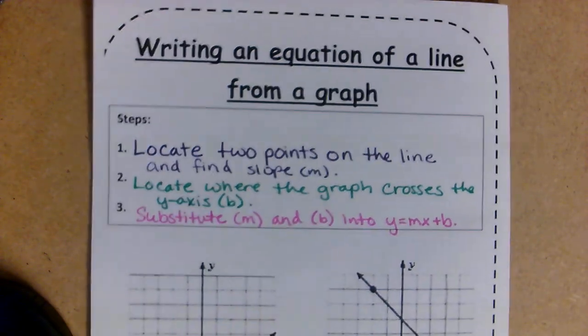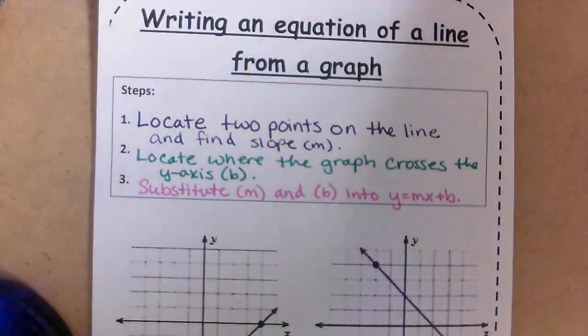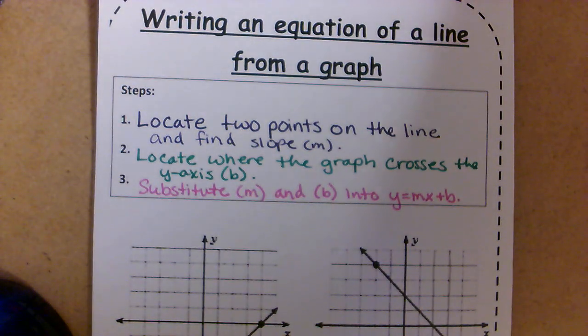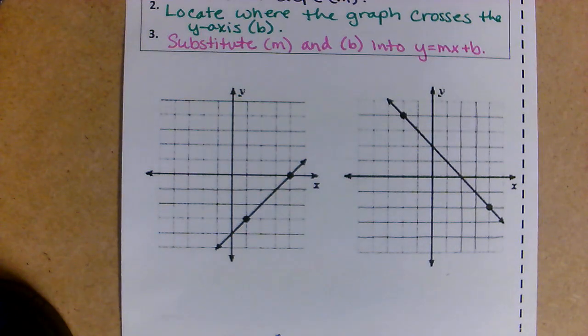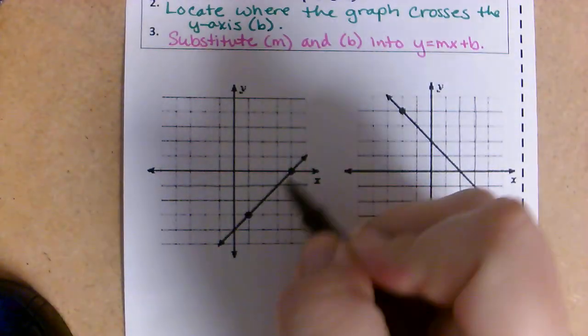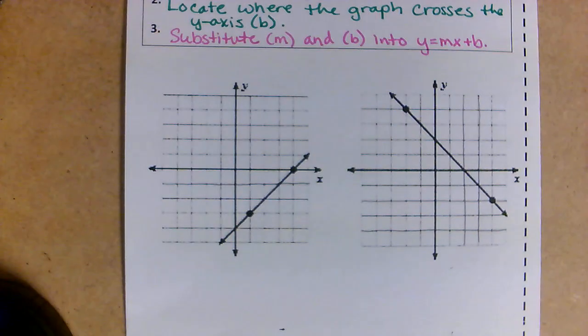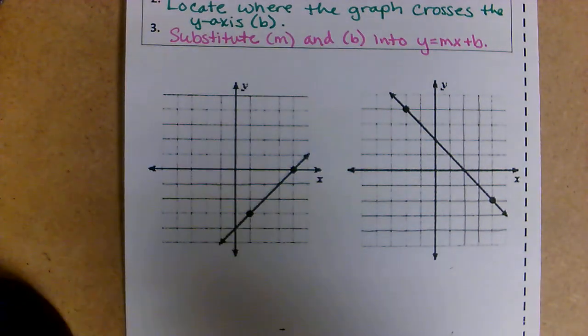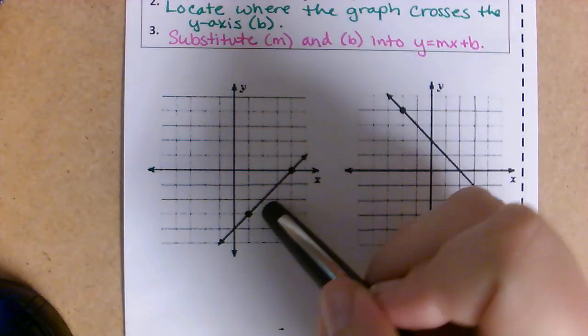Alright, let's go. So, the first step here says to locate 2 points. If we look at our first graph, I'm going to do the one on the left first. You'll notice there are 2 points darkened in right here. There are going to be times where you see a graph and you don't have any points filled in for you, and you're going to have to find the points.